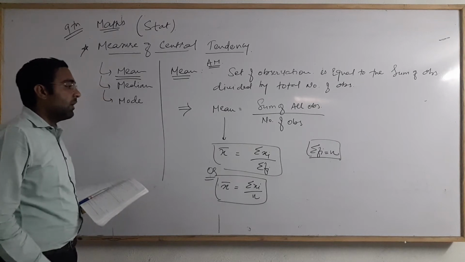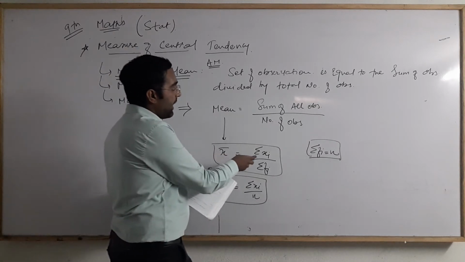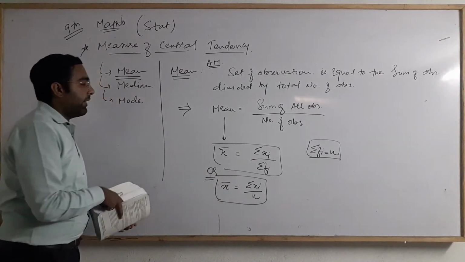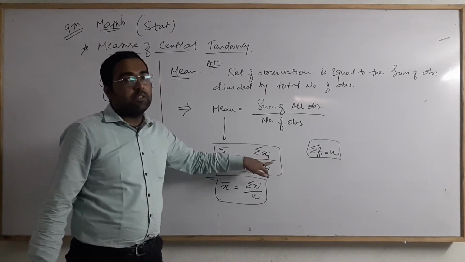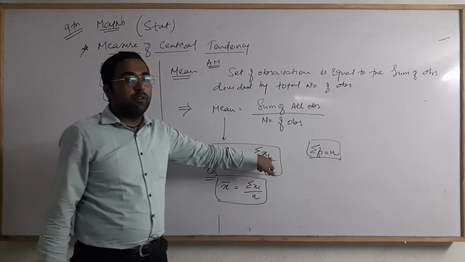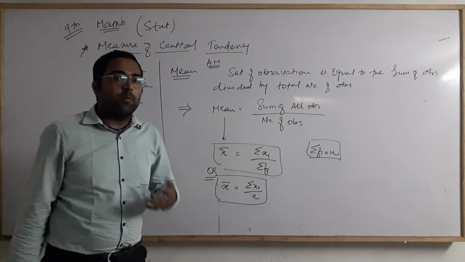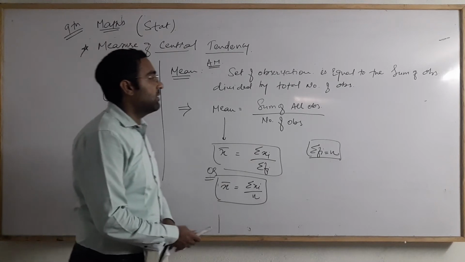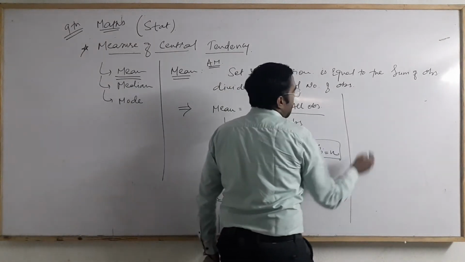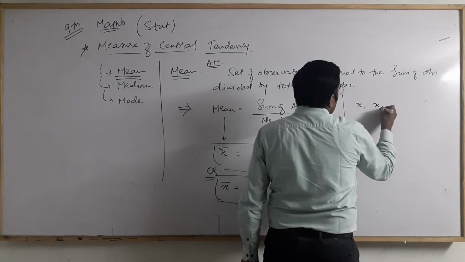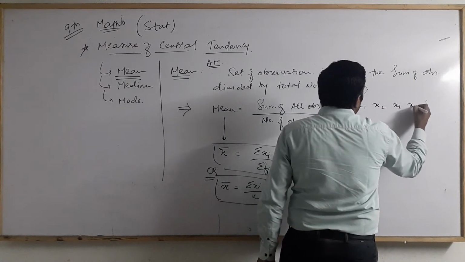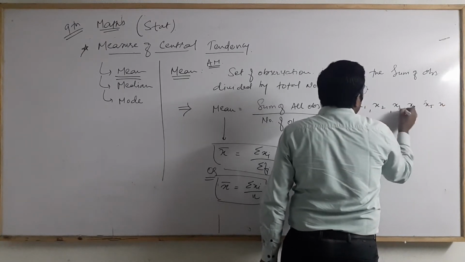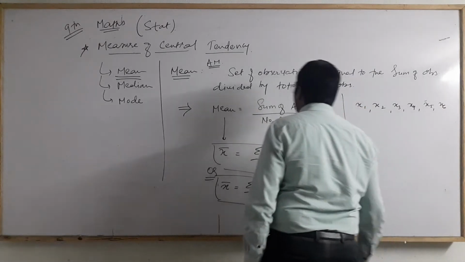What is sigma? This is the sign of sigma. Sigma means sum. And in xi, i means the number of the observation. We have a number of observations as x1, x2, x3, x4, x5, x6. This is my kind of data.